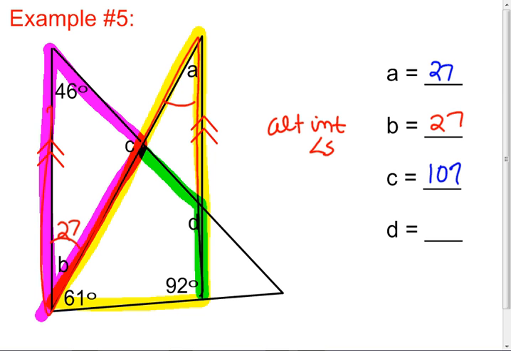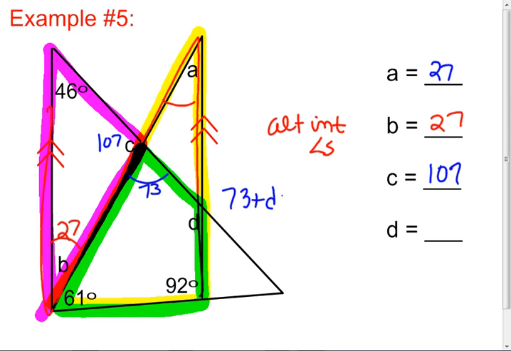I want the quadrilateral because we should know what the angles of a quadrilateral add up to. 360. And since C is 107, I've got to find this angle here. Okay, Zach? Yeah, it's 180 minus that. It's 73. So to get D, which is the hardest one, 73 plus D plus 61 plus 92 has to add up to 360.